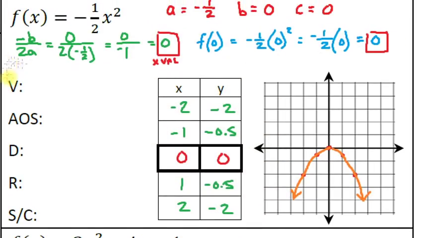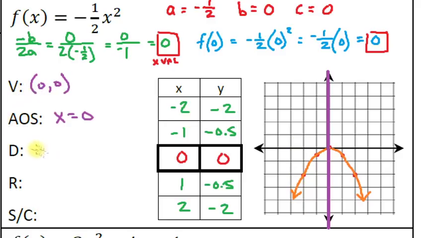What is our vertex? We found that. That was 0, 0. What's our axis of symmetry? It goes right through the y-axis. Let's try it like this. There's our axis of symmetry. It's actually where x equals 0. Remember, the x value of the vertex tells you the axis of symmetry. X equals, and then you write the x value of the vertex.